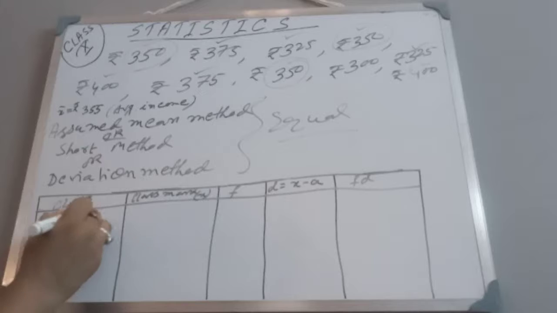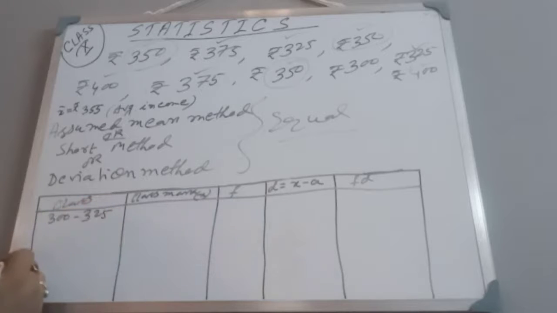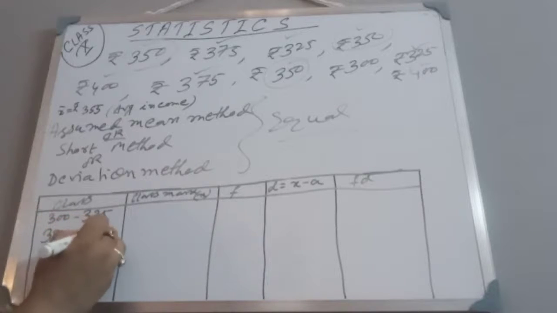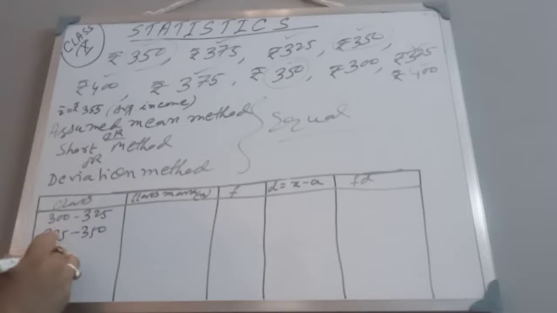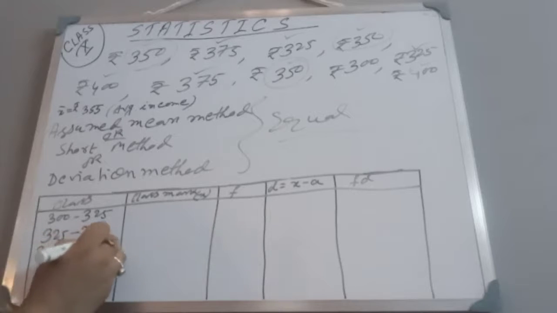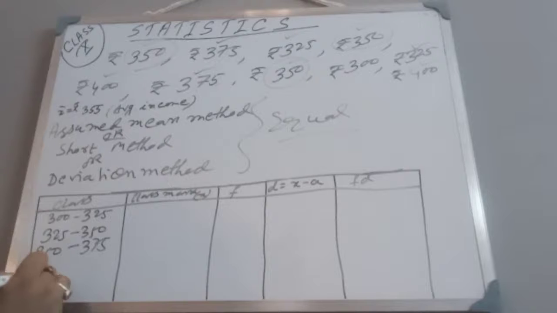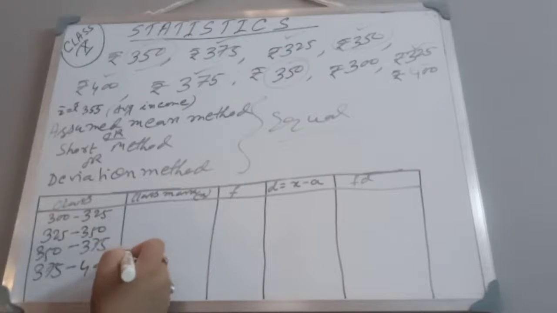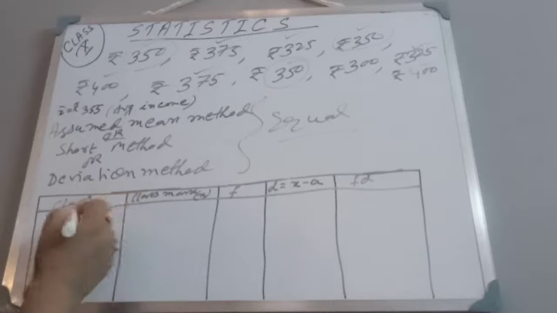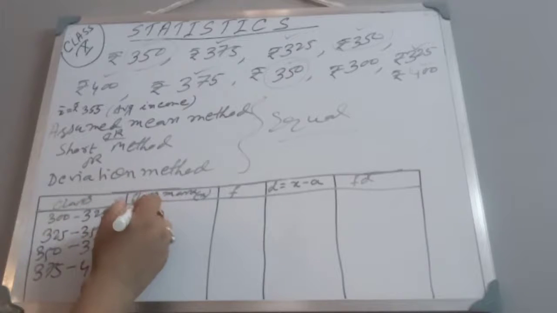Now let us write the classes again. So this is 300 to 325. Already I have written the class, the last part, in the direct method. 325 to 350. Next is 350 to 375. Next is 375 to 400. Now what are the class marks? Just add these two and divide by 2. Then we will get the same thing, that is, already we have got 312.5.